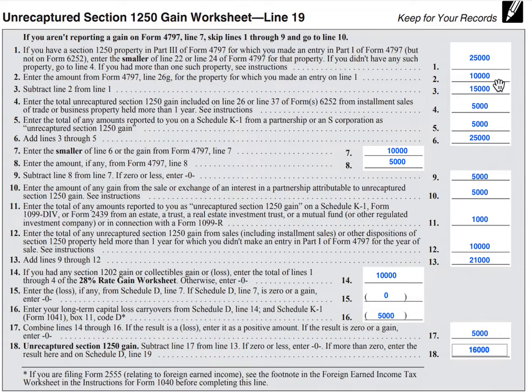So in line 4, we're now going to enter the total unrecaptured Section 1250 gain that was included on either line 26 or line 37 from installment sales on Form 6252. So line 26 represents the unrecaptured Section 1250 gain on a regular installment sale. Line 37, that would be in Part 2 of Form 6252. Part 3 would include the same information if you made the sale to a related party under the installment method. So that's line 37. So you're going to enter the total gain for that property that was held for more than 1 year right here in line 4.